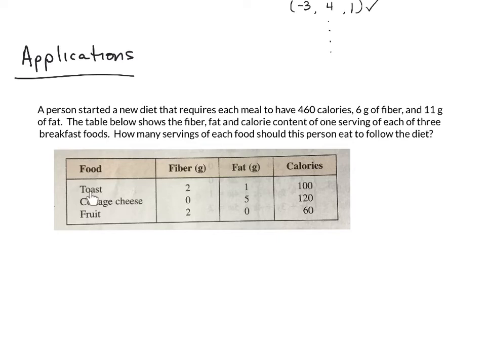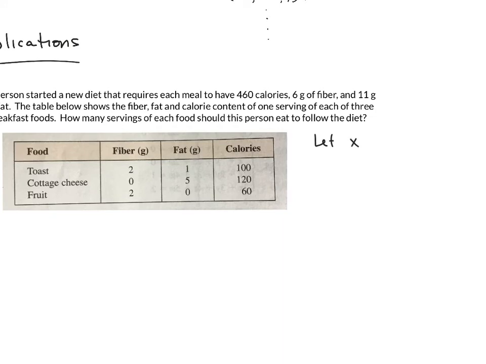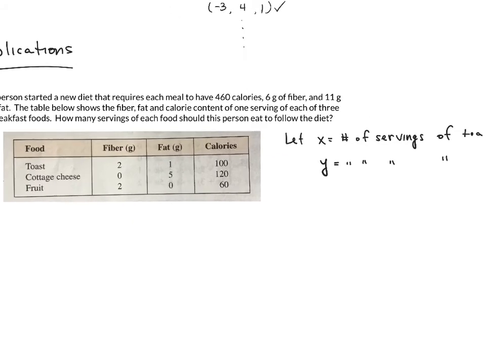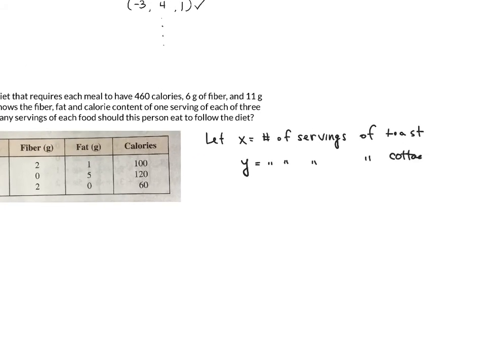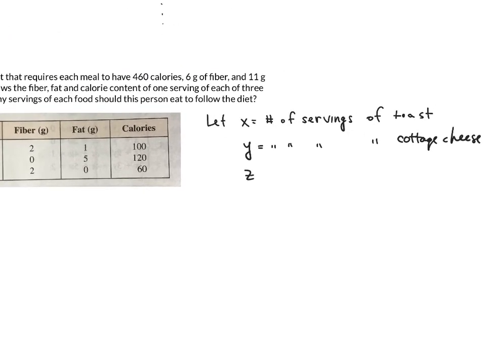So since we have 3 different foods and it says how many servings of each food, it would make sense to have 3 variables. So let x equal number of servings of toast, and y could be the number of servings of cottage cheese, and z is equal to the number of servings of fruit.